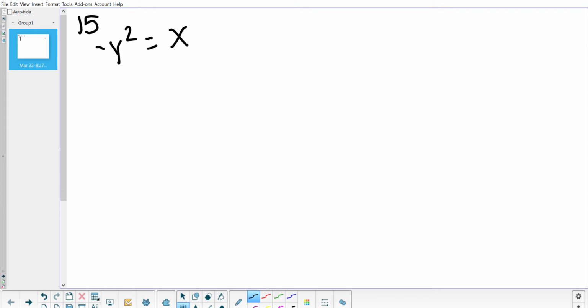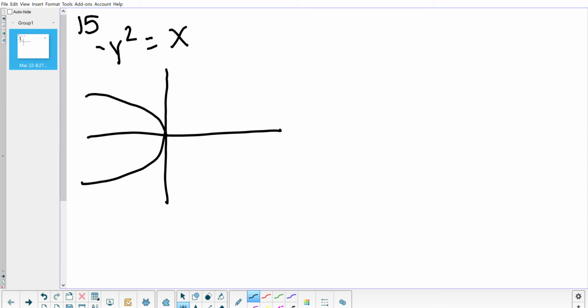And the reason I did that is so that you can think about it as just a reflection of your original sideways parabola. So it looks something like this.